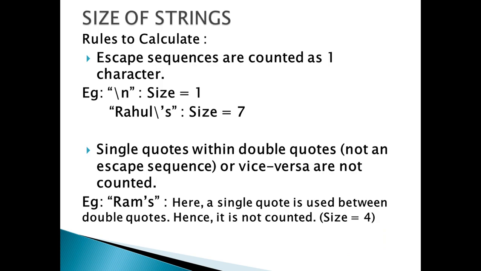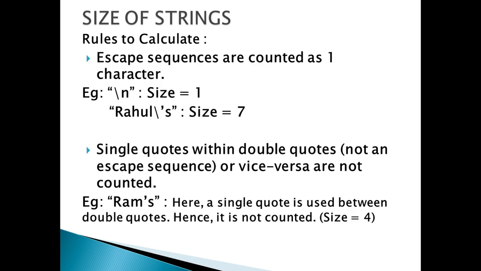Let us calculate the size of strings. Escape sequences are always counted as one character. Even though we are writing backslash n, Python will count it as 1 byte, the size as 1 byte. So the second example, Rahul backslash apostrophe s. The size will be 7 because backslash apostrophe is counted as one character.